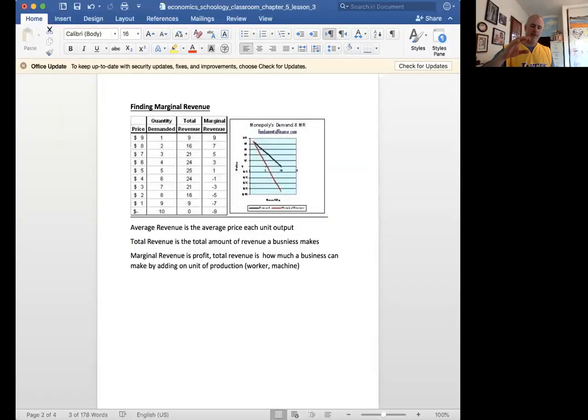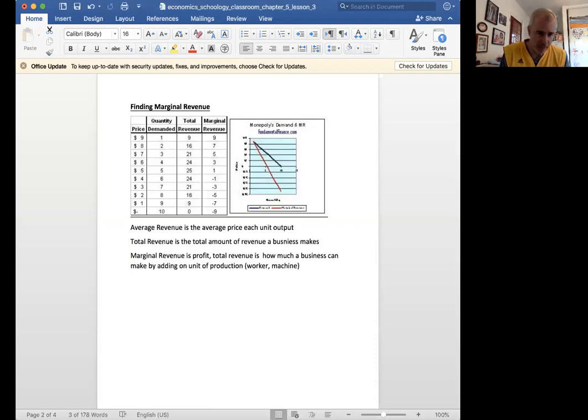All right, and the next two sections, finding marginal revenue, and then profit maximization and break-even point. I'm again going to combine together to do one lecture on, okay? So we'll do two Padlets, we'll do a lecture, and we're just gonna get through it.